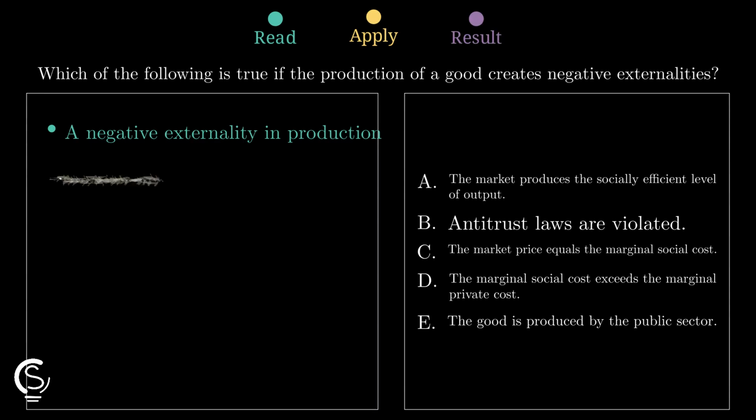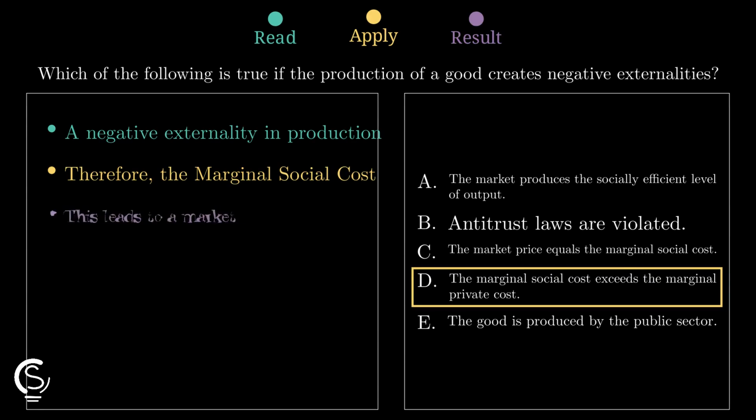Finally, marginal social cost exceeds marginal private cost. This matches option D perfectly. You mastered a core concept of market failure.